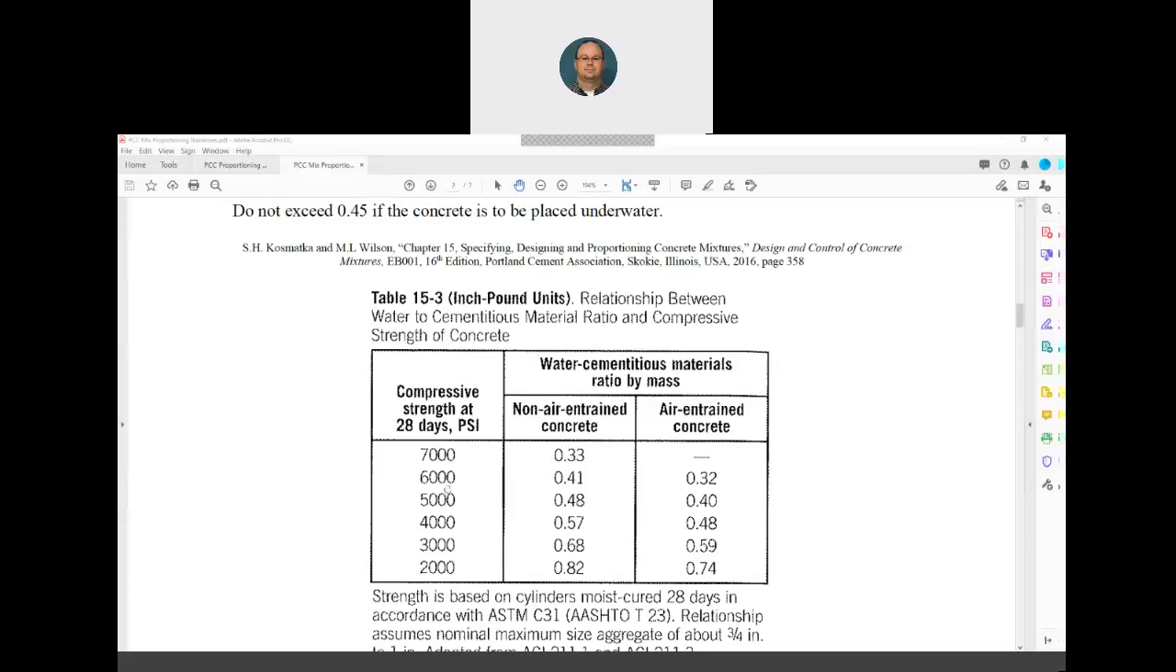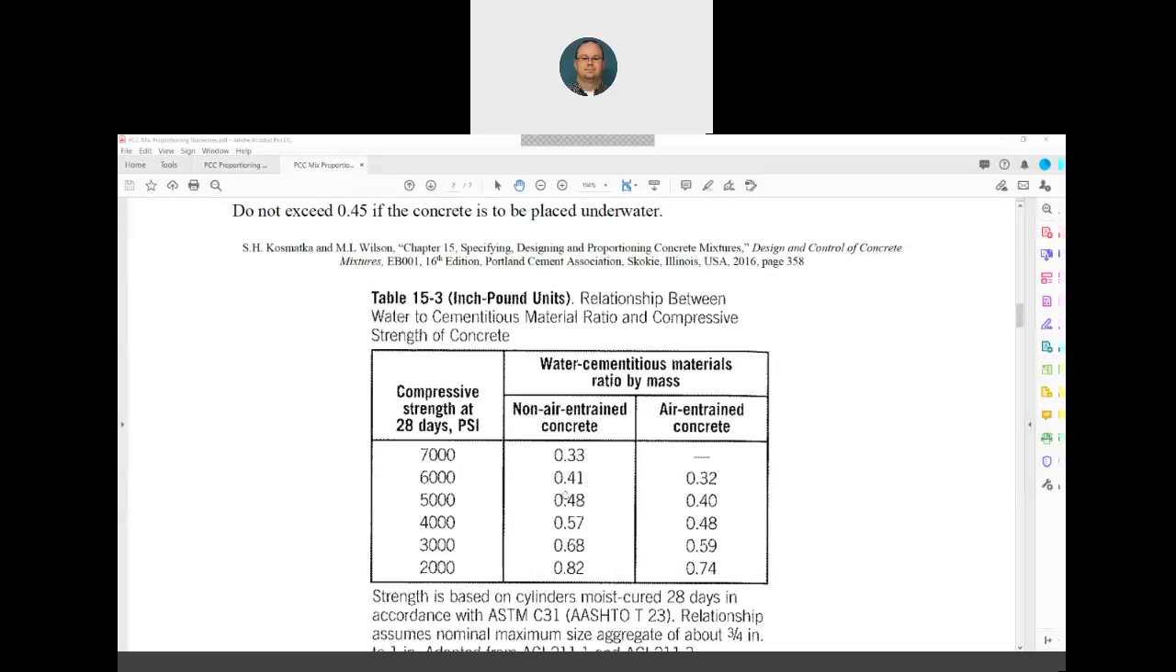All right, so what happens? Okay, if I look here, 6,000 to 7,000, so I'm at 6,200 pounds. I got to linear interpolate between these two numbers for non-air entrained concrete. However, if I look over here, the lowest water cement ratio for air entrained concrete is 0.32. There's nothing smaller. So if I'm 6,000 pounds per square inch F prime CR or greater, my lowest water cement ratio is 0.32. Okay?